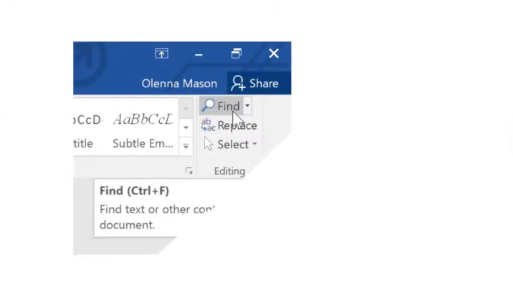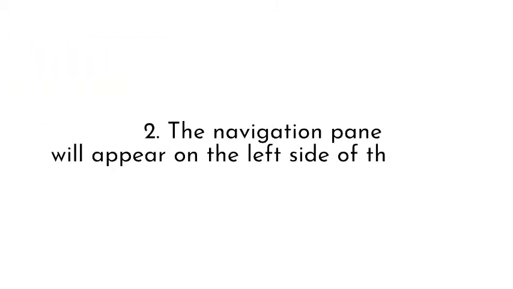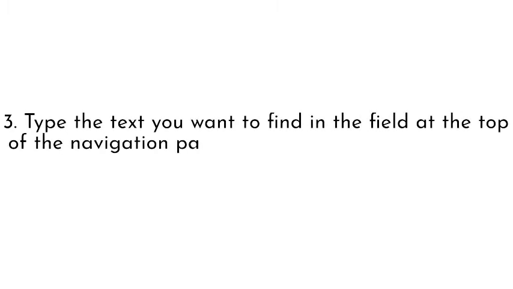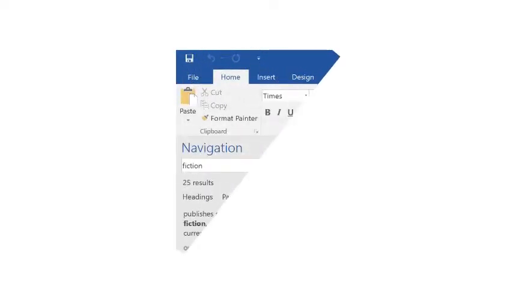Alternatively, you can press Ctrl+F on your keyboard. Then the navigation pane will appear on the left side of the screen. Then type the text you want to find in the field at the top of the navigation pane. In our example, we'll type the word we're looking for.